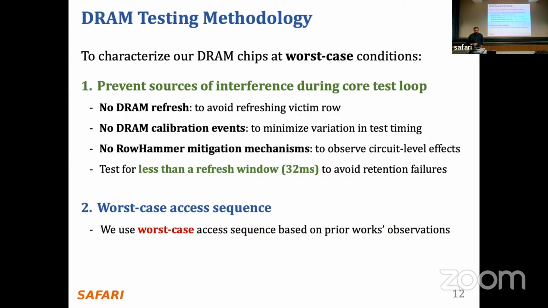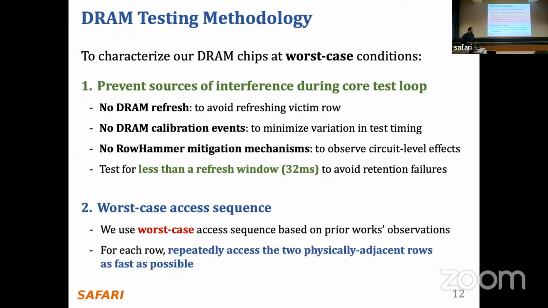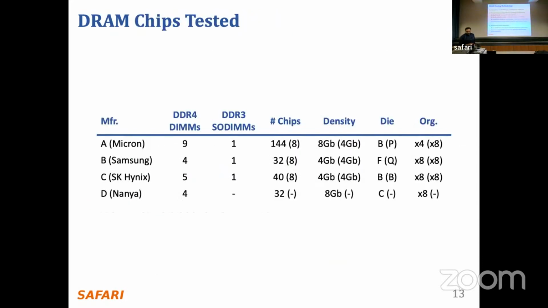And as the access sequence, we use the worst-case access sequence based on prior worst-case observations, which is repeatedly accessing 2 physically adjacent rows as fast as possible. There's an exception here for the second set of tests where we look at the aggressor row's active time. We don't do this there, but I'll explain it in a little bit.